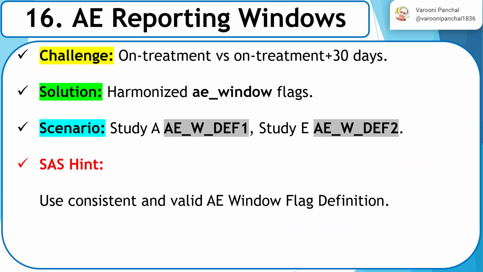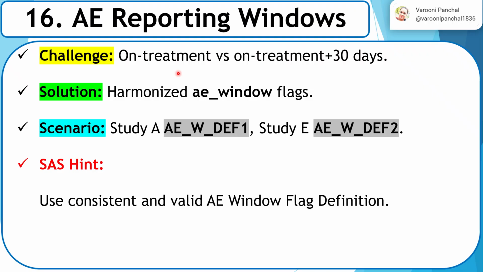Okay, number 16, AE reporting windows. Now the challenge here is on treatment versus on treatment plus 30 days. Remember, the adverse event definition considers whatever events occurred on treatment, after consuming the treatment, such as headache, fatigue, or nausea or vomiting. Those events that occurred after consuming the treatment are considered your adverse events.